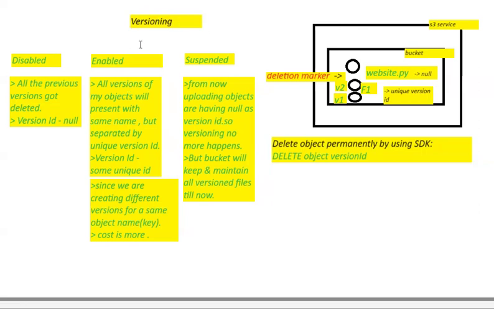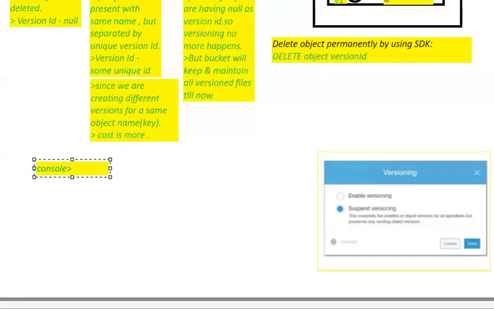So by using versioning, what are the things that you can achieve? You can store all the previous versions of your object, and you can save your objects from deletion by adding a concept called deletion marker. If you want to delete even when versioning is enabled, then you can use this command in the SDK so that you can delete a particular version ID's object. So this is the concept of the version ID property in an S3 bucket.